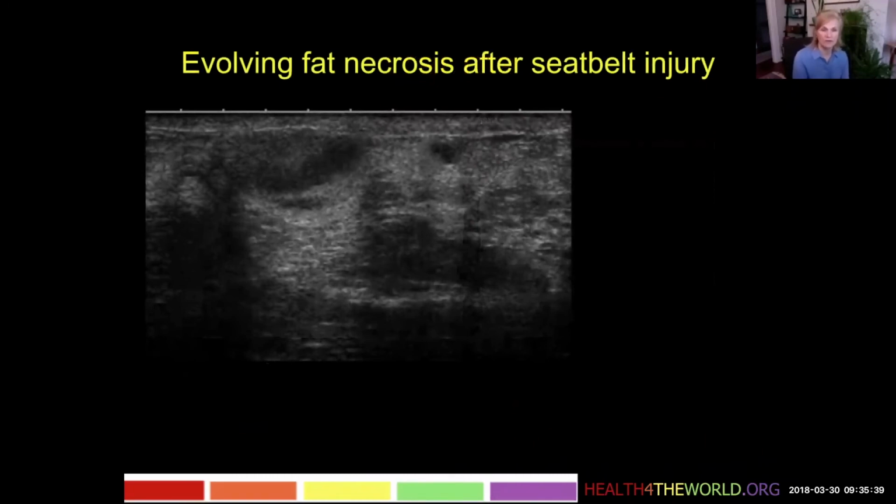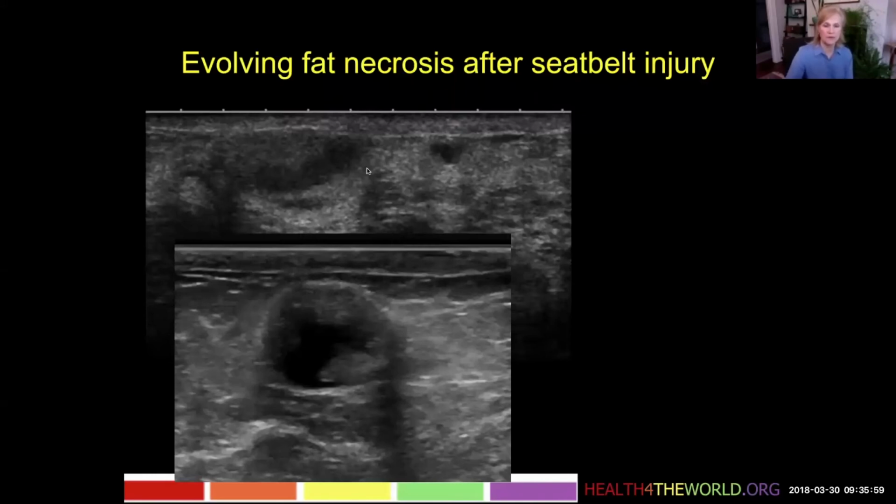So here's an example of evolving fat necrosis after a seatbelt injury. In the initial phase, where the patient had pain, we see a heterogeneous collection here. It's not a nice oil cyst or a simple cyst. Could this be an incidental cancer that happens to be right here? Yes, so we give it a little bit of time. Here it is a little bit later. Now you can see it beginning to organize into the different components of fat necrosis, which would be the more serous part and then the more fatty part.